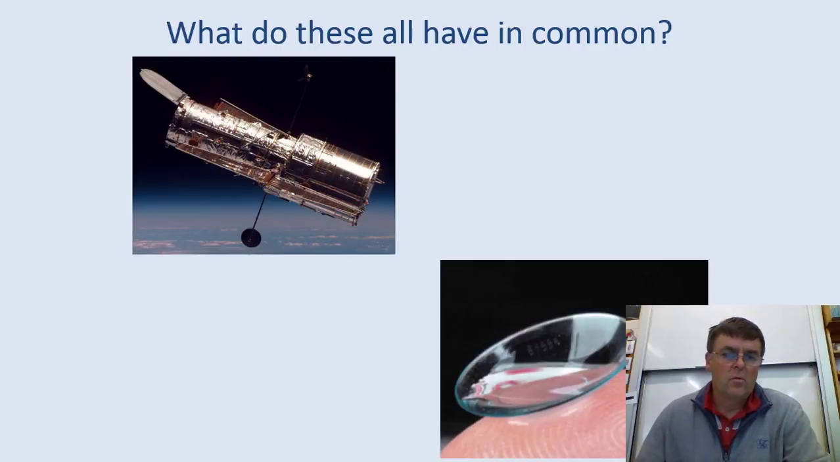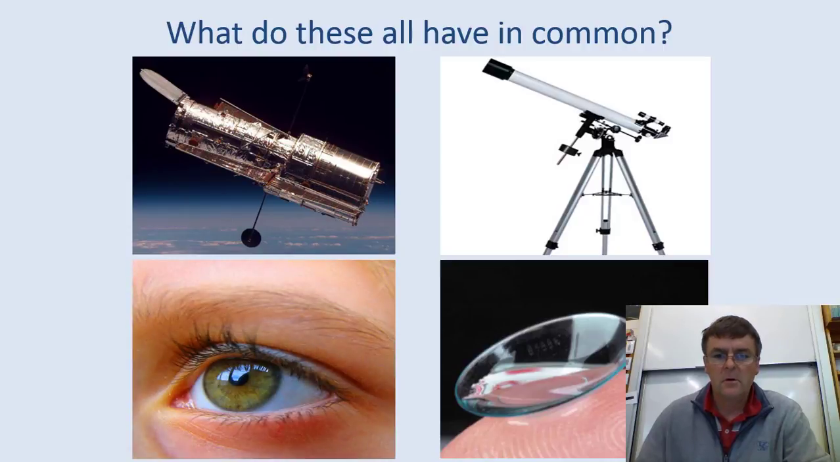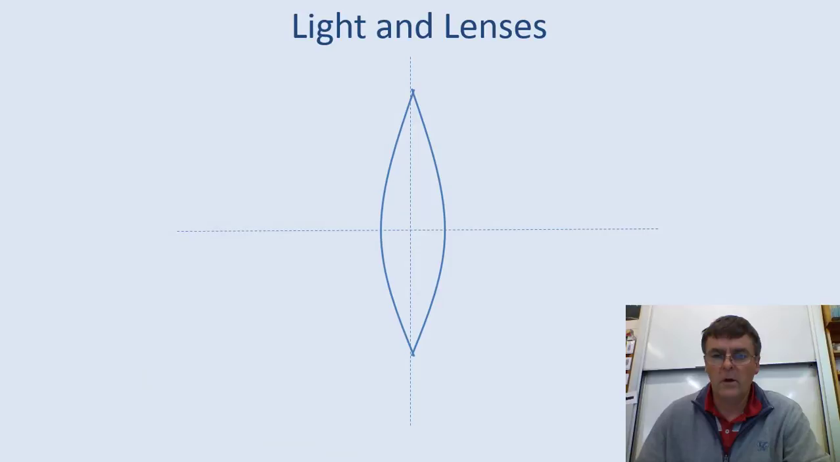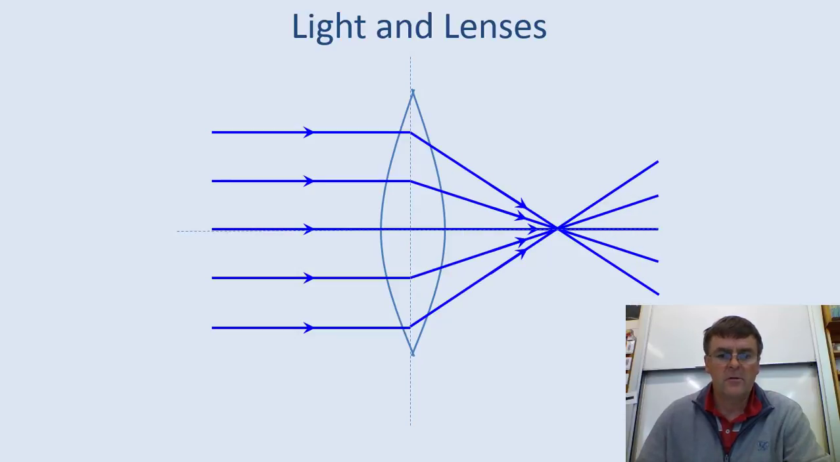But how do we go about looking at them? So what do these things have in common? This is the Hubble Space Telescope. That's a contact lens. That's a refracting telescope that you can buy in a shop, or the school where I work has one pretty much the same as that. And that's the eye that you have. All these things have a lens in them somewhere. And we use the lenses to help us see things far away. So what are they doing?